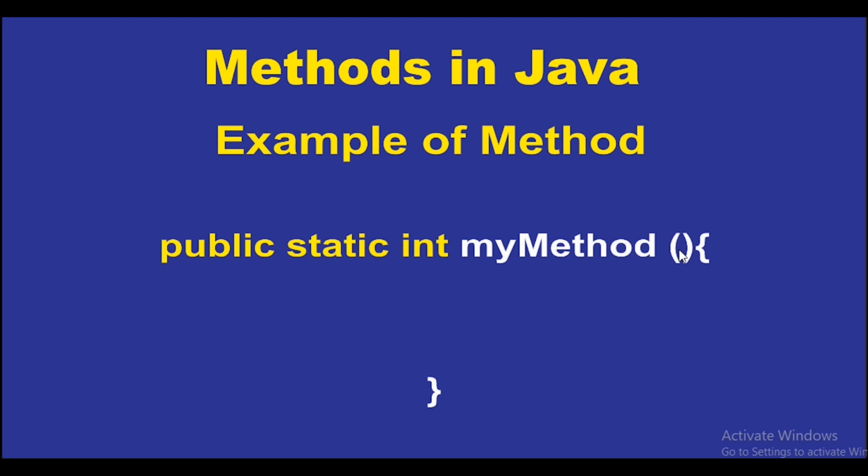In this bracket, some methods will have a parameter list. We will discuss parameters later in the course, but this method has no parameter since we did not put anything inside the bracket. The method starts from this open curly bracket and ends here. This is what the method body is.